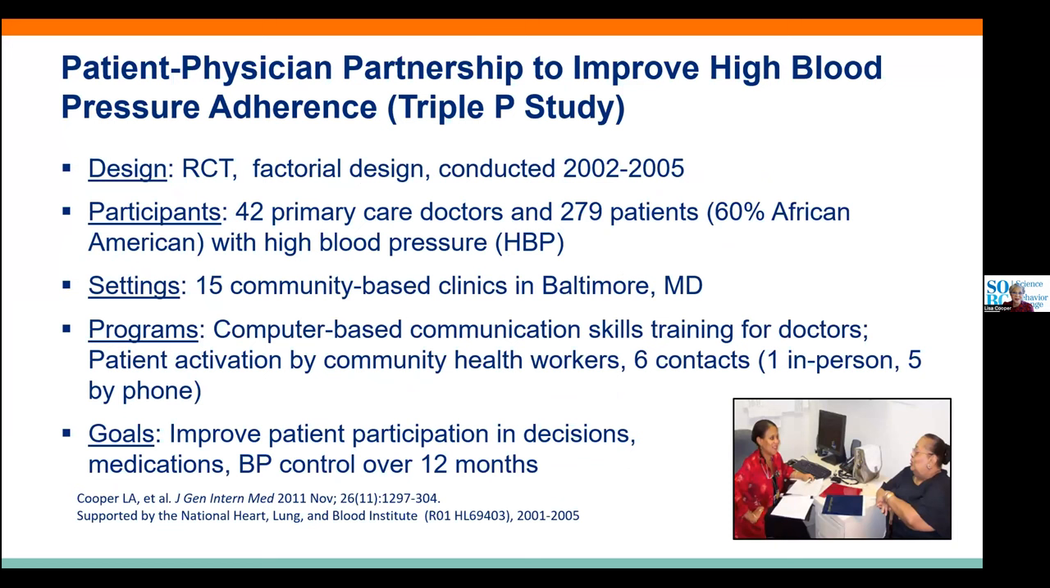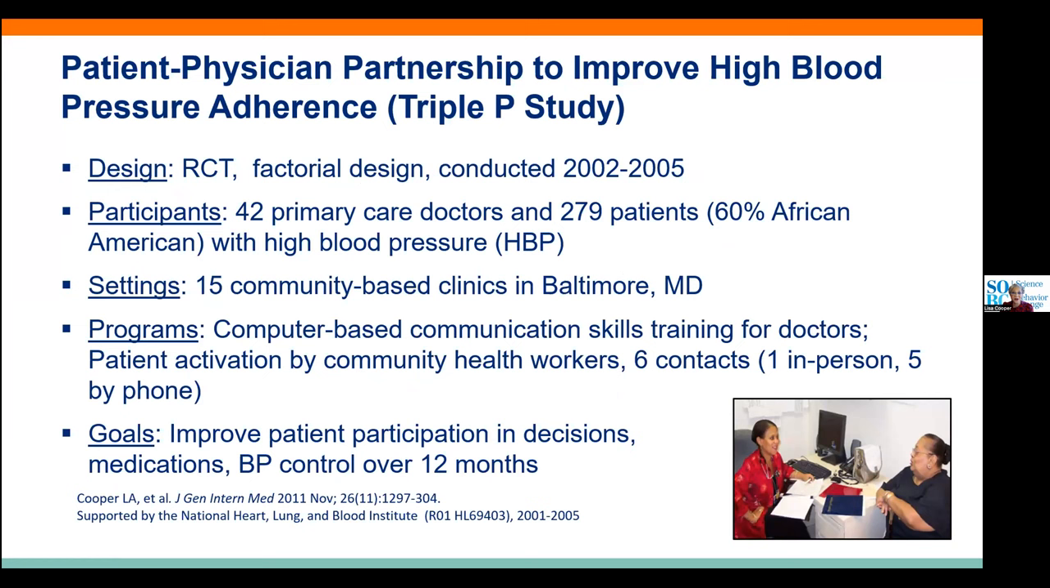So I want to tell you about a study that's been done. It's a long time ago, but I would say this is one of the studies that I led that was one of the early studies specifically focusing on how to improve the patient-physician relationship by not just working with clinicians, but also working with patients. So this was a randomized trial.